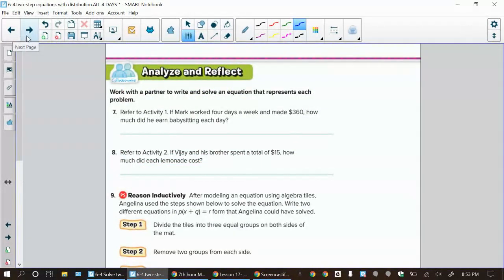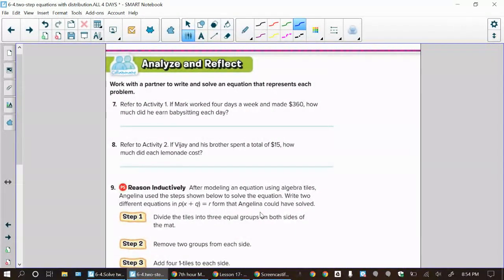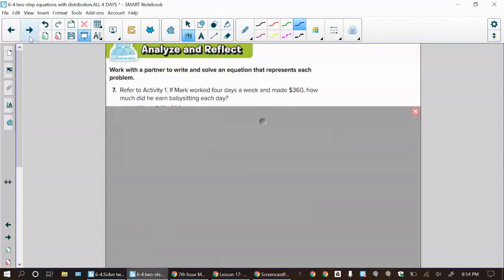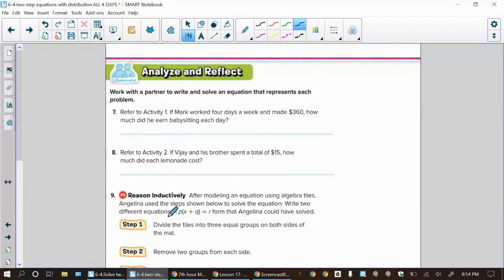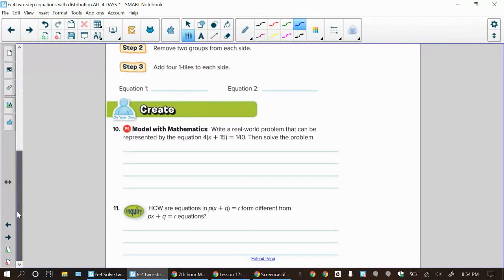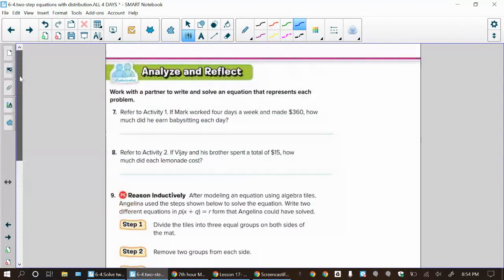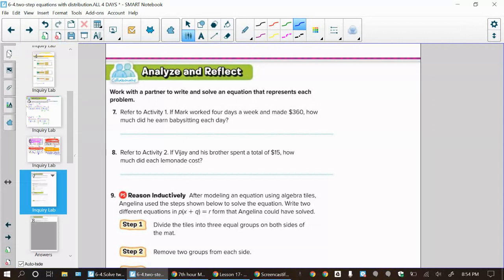Okay, and then there is some analyze and reflect. Go ahead and do your analyzing. Fill that in. Okay. Model. So that is your exit ticket. So make sure you get those taken care of.